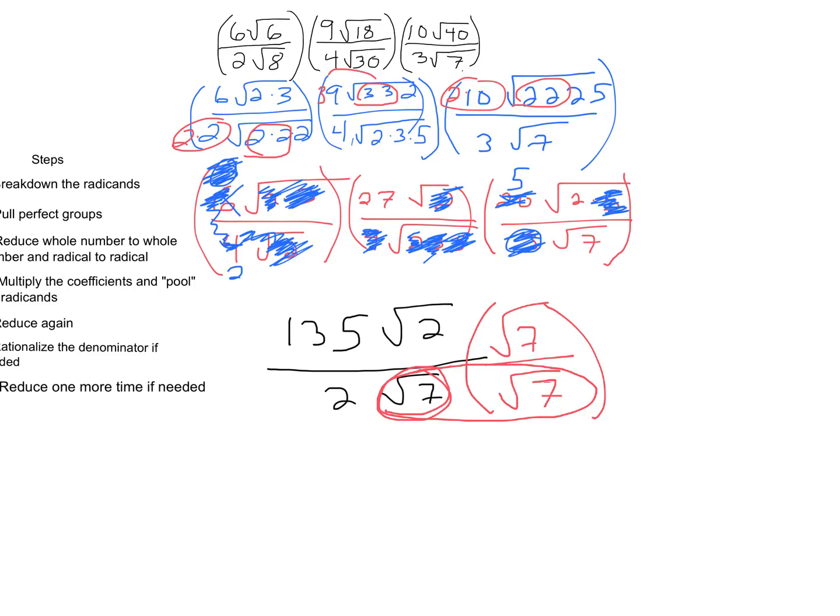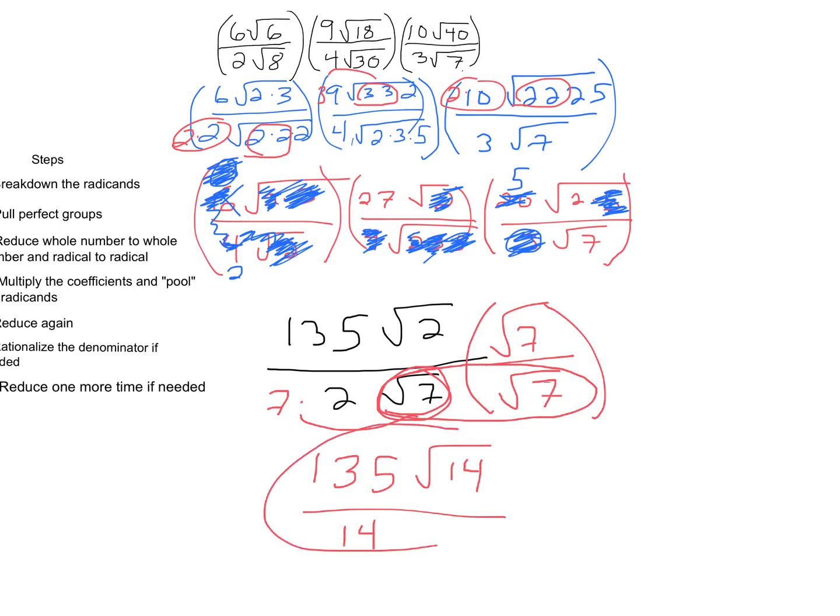So 135 radical 14, because 2 times 7 is 14. Now this kicks out as a 7 all over 14 itself. And then try to reduce one more time if possible, but it's not going to happen. So there's that one.